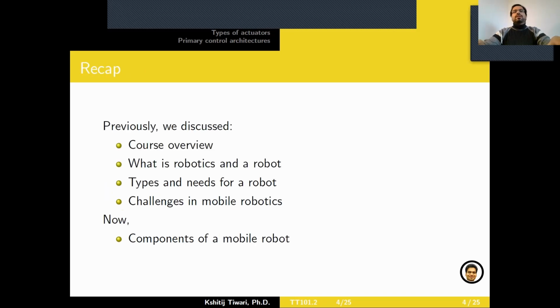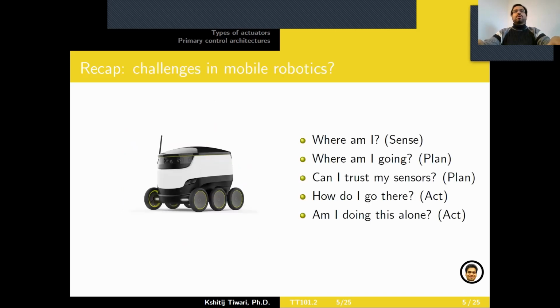So previously, we looked into what this course is, who this course is for, and what you're going to learn. The learning objectives were: what is robotics and a robot, types and needs of a robot, and challenges in mobile robotics. In today's lecture, we are looking into components of a mobile robot. So what were some challenges in mobile robotics? Where am I? Where am I going? Can I trust my sensors? How do I go there? And am I doing this alone? We looked into this in the context of mobile robots in the previous lecture.